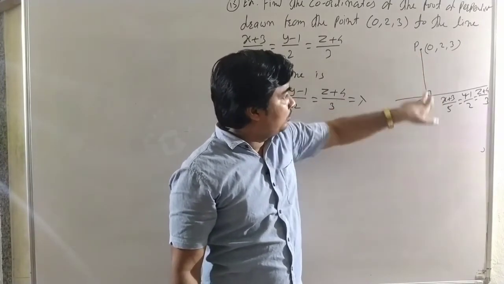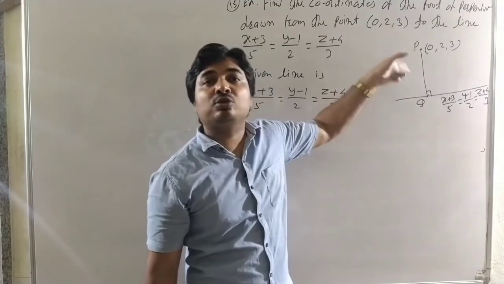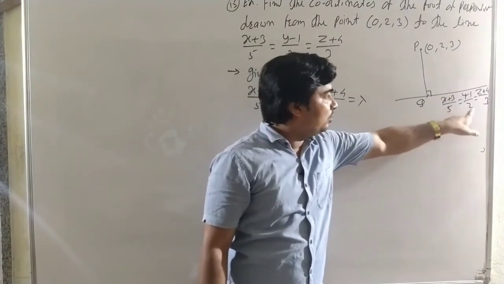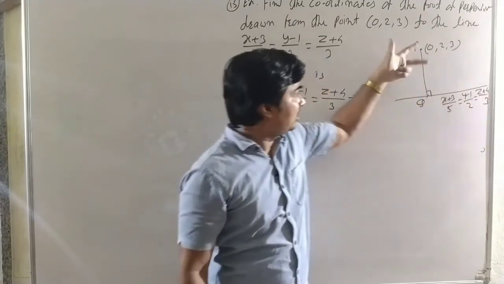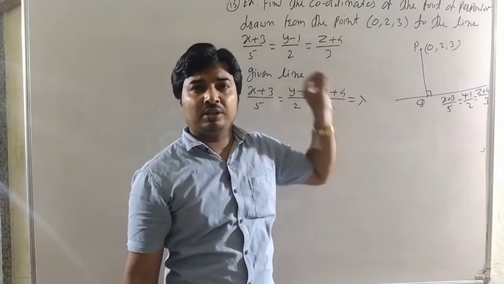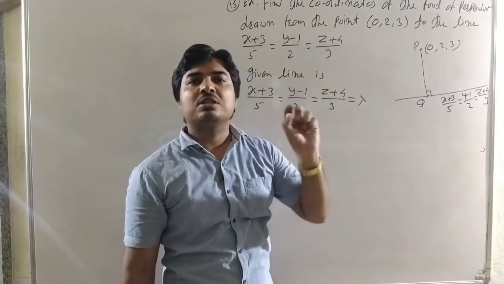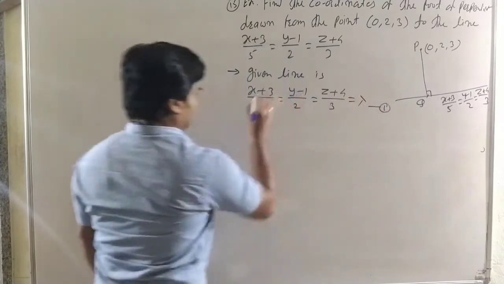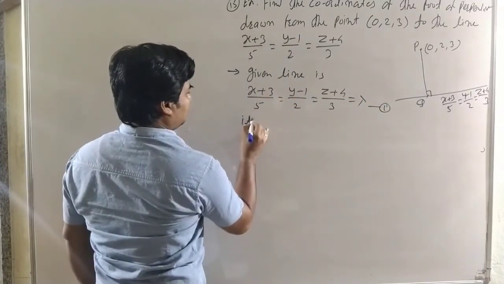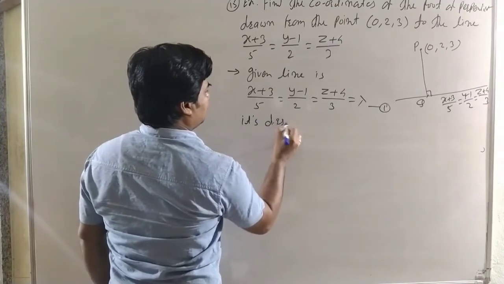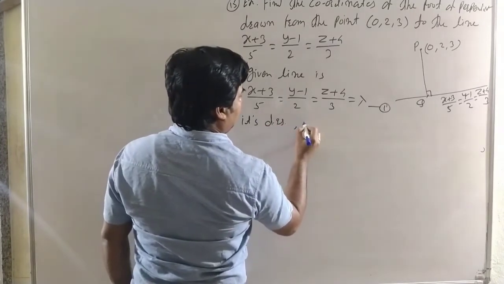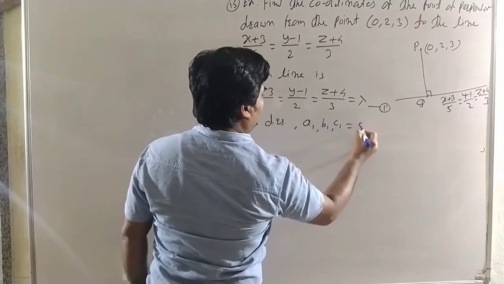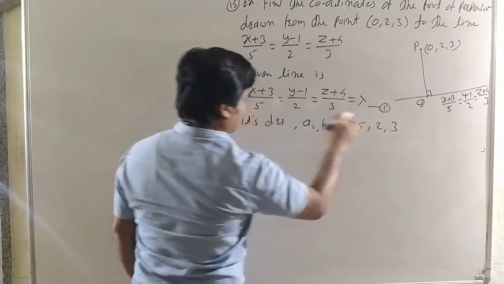Then from these two points we will find the direction ratios of PQ, and the direction ratios of the given line are 5, 2 and 3. It is A1, B1, C1. These are A2, B2, C2, and both lines are perpendicular. Therefore A1A2 + B1B2 + C1C2 = 0. Here it is equation number 1. A1, B1 and C1 are 5, 2 and 3, the direction ratios of the line.